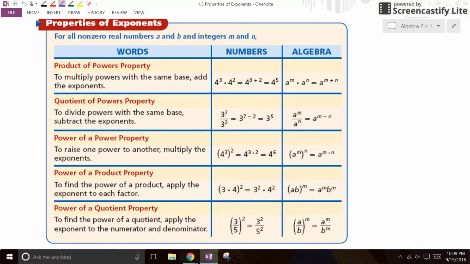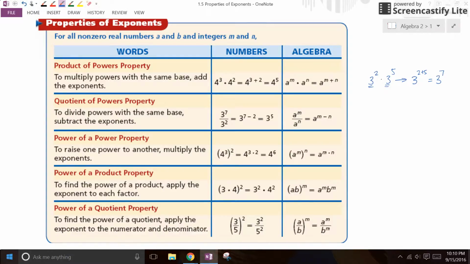So when you have things that have the same base, right? So if you have a 3 squared times a 3 to the 5th, if they have the same base, then all you do is keep that base, and add the exponents together. So that would be 3 to the 7th power. So if they have the same base, you keep that base and you add their exponents together.